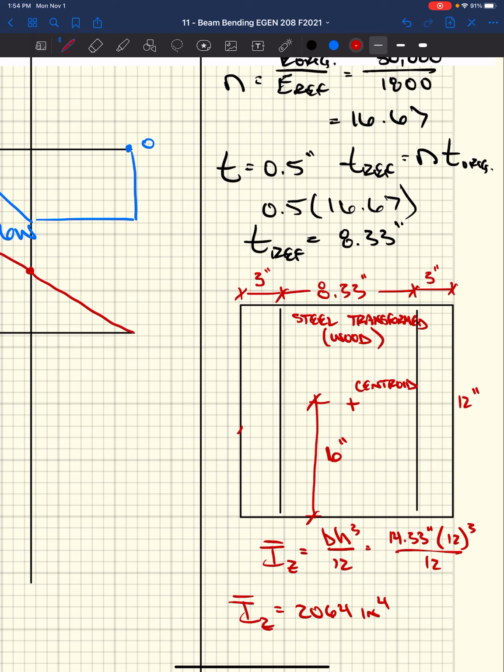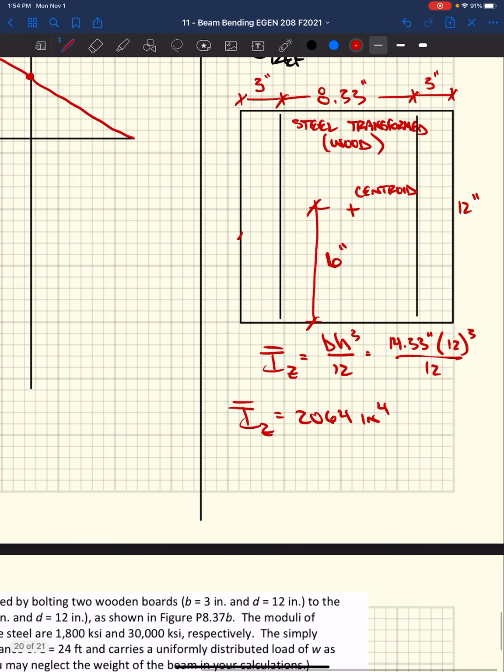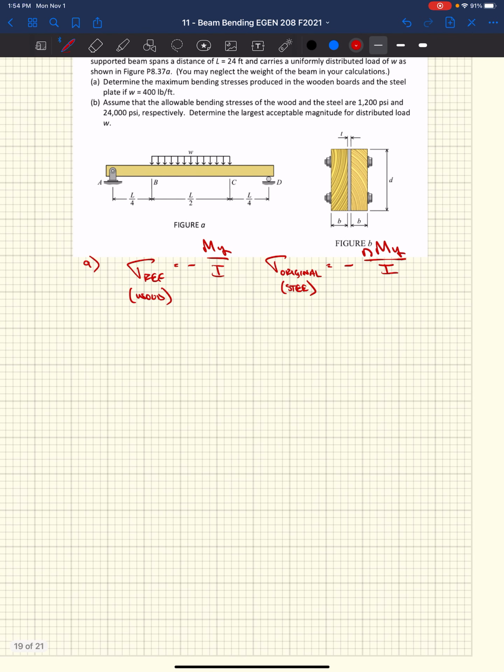Because of symmetry, now we just have this rectangular block. The centroid was easily found. We didn't have to worry about doing summation of a sub i, y sub i over a sub i. And then figuring out our moment of inertia, again, is easy. We don't have to use the parallel axis theorem. We just have one big block of wood. Okay. So, knowing that, we now have our moment of inertia and our modulus ratio.